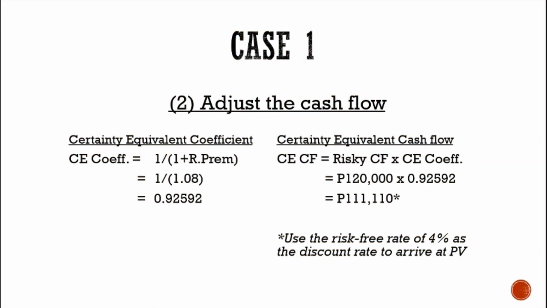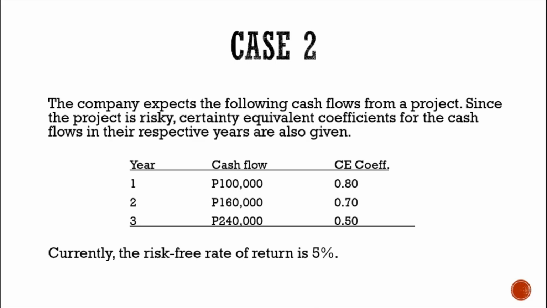Let us proceed to the next case. This time, we are to calculate the value of the asset. The company expects the following cash flows from a project. Since the project is risky, certainty equivalent coefficients for the cash flows in their respective years are also given. Currently, the risk-free rate of return is 5%. Let us take the value of this investment project.